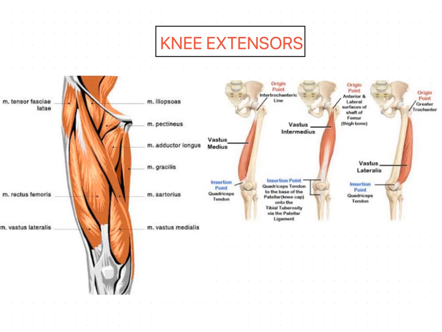The four extensors of the knee are the rectus femoris, the vastus medialis, the vastus lateralis, and the vastus intermedius, which is present below the rectus femoris. Here you can see the vastus intermedius muscle. All these four muscles are collectively known as the quadriceps femoris muscle.